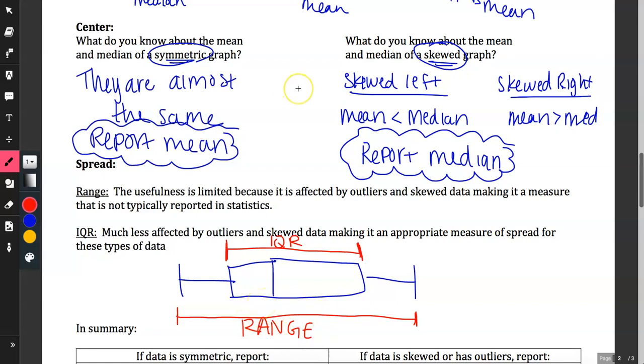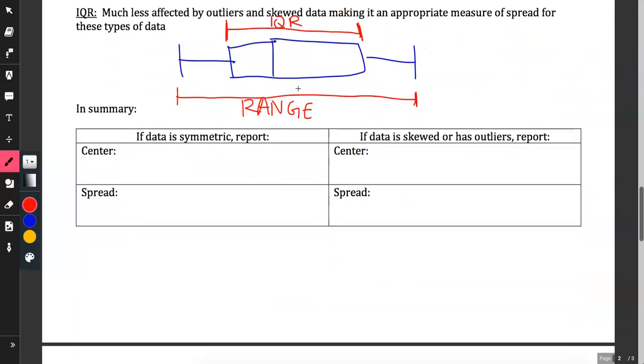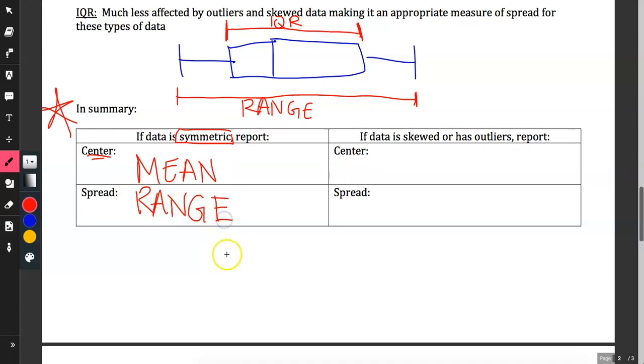So let's put all of that in one spot so it's all clear. This chart here, super important, really helpful tool to go back to. If it's symmetric, for center, you're going to talk about the mean. For spread, you're going to talk about the range. If it's skewed or has outliers, for center, you're going to talk about the median. And for spread, you're going to talk about IQR.